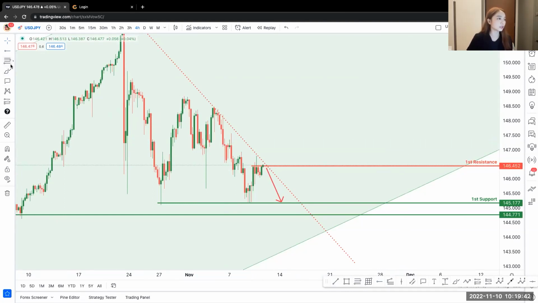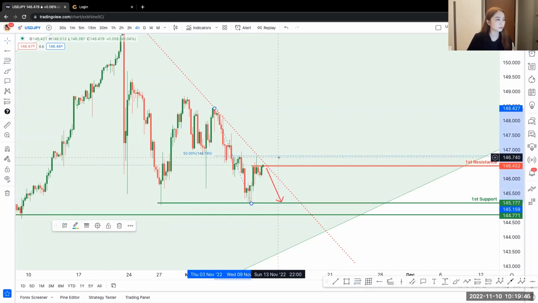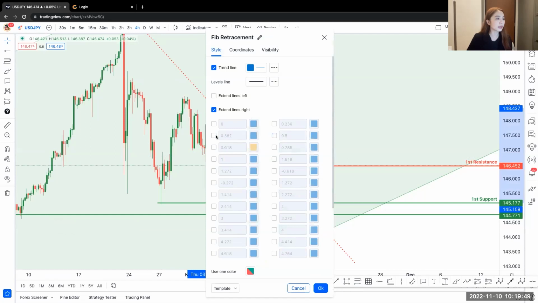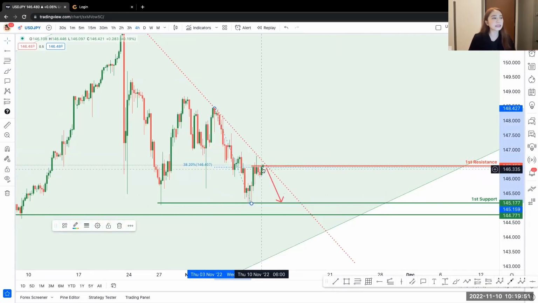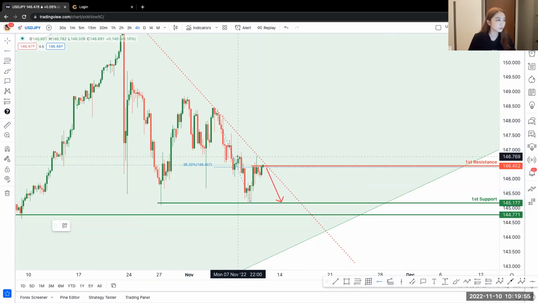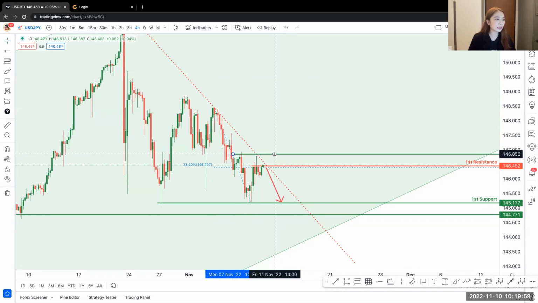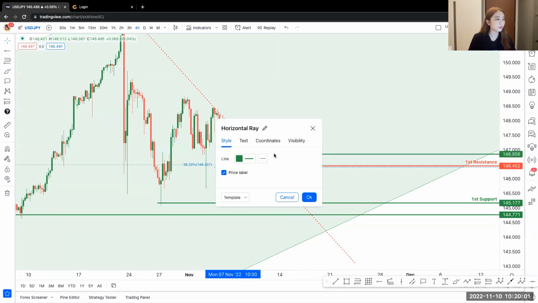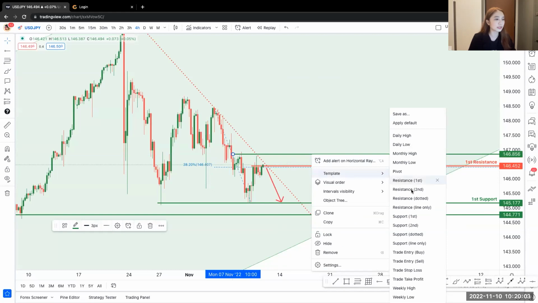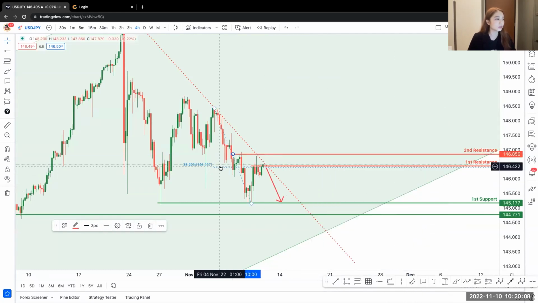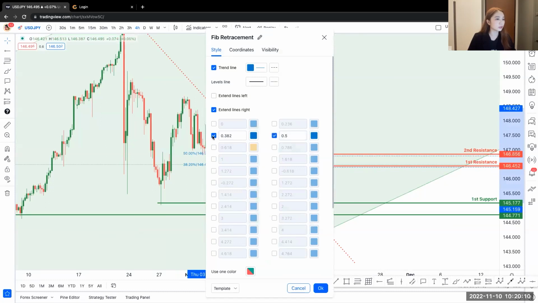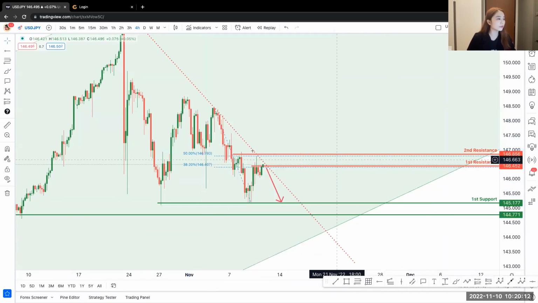Okay, now let's just use our Fibonacci retracement. So we are possibly looking at 38.2%, very nicely lined up over here at our first resistance. And if there is a breakthrough, we'll be looking at price to break through at this second resistance, which is our 50% Fibonacci retracement. Hold on. Okay, this is what we are looking at right now.